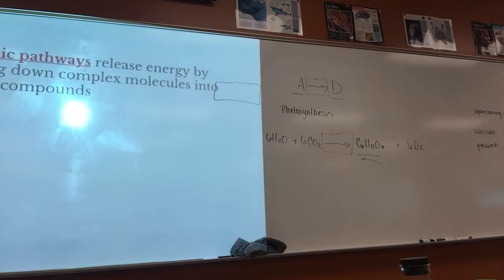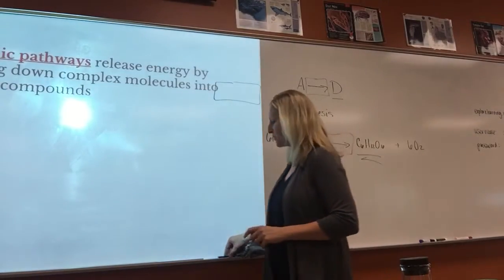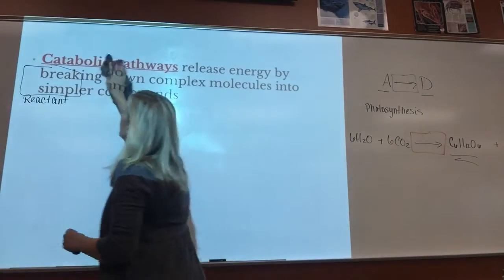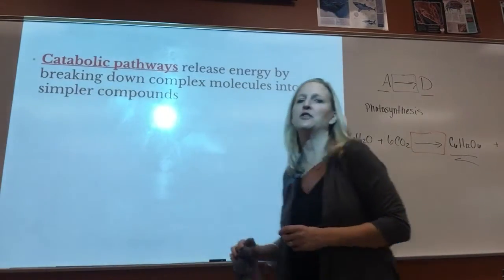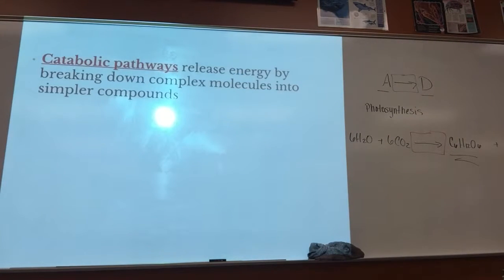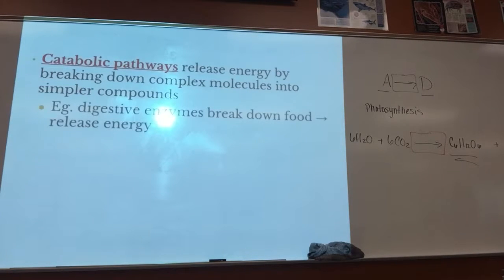All right, so let's categorize pathways. So we just talked about a pathway, a lot of reactions are pathways. There's two different types that you need to be familiar with. The first one is called a catabolic pathway. So what is true about that? It releases energy and you're breaking down complex molecules into simpler molecules. So you have a more complex molecule, end up with simpler ones at the end, and energy is released in that process. Example, digestive enzymes break down food and energy is released.